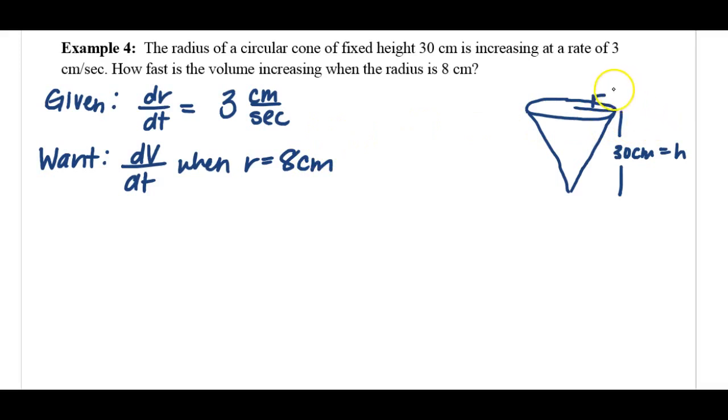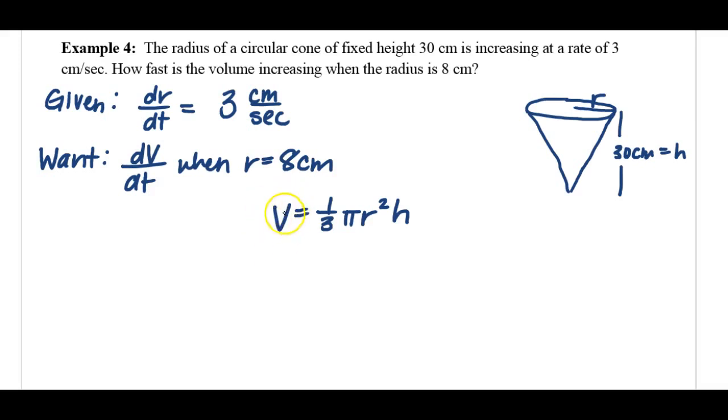So now I have to relate the variables. Well, the volume of a circular cone is V equals 1/3 pi r squared h. Alright, so I have 3 different variables here. And now I want to talk about, once you write the equation, if possible, you want to substitute in any quantities that are constant, that are not changing.